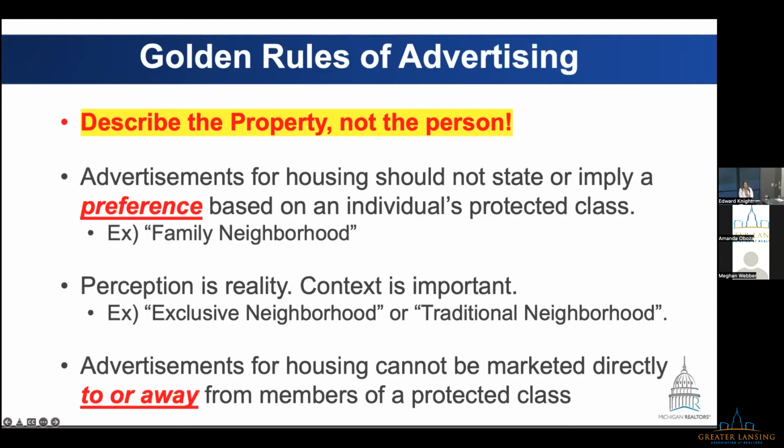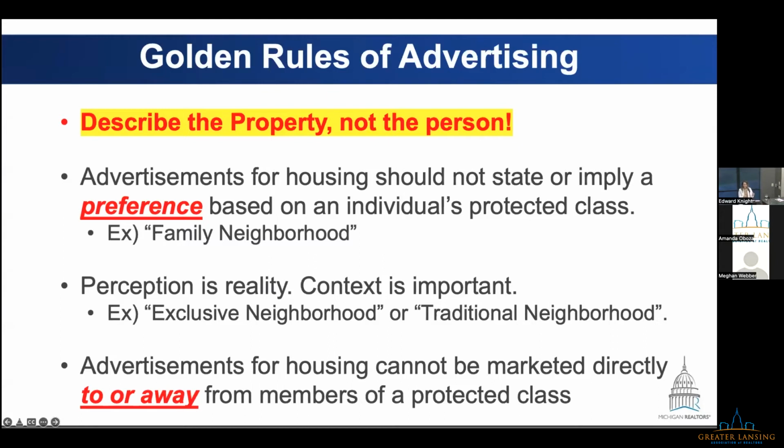And I think that a big piece of this is realizing, not only that our words matter, but also that the perception of our words matters. There are some words on their own that are completely fine, that are not discriminatory. But when we're talking about fair housing and creating advertisements, we really can't look at the words alone. We have to look at the words in conjunction with everything else.